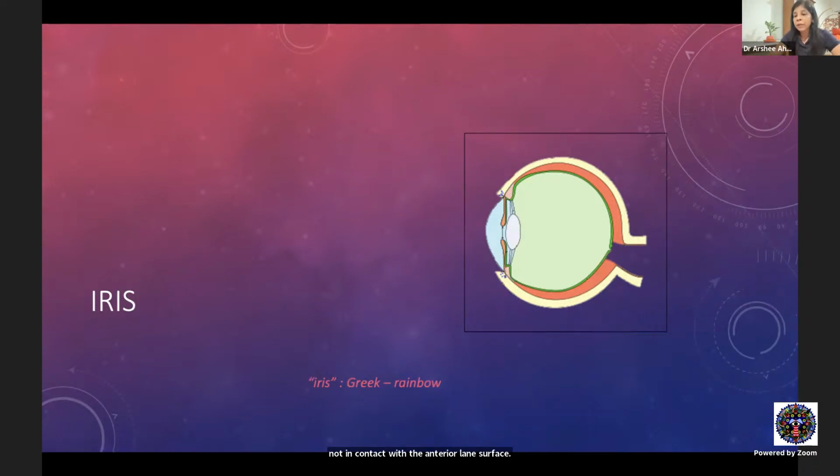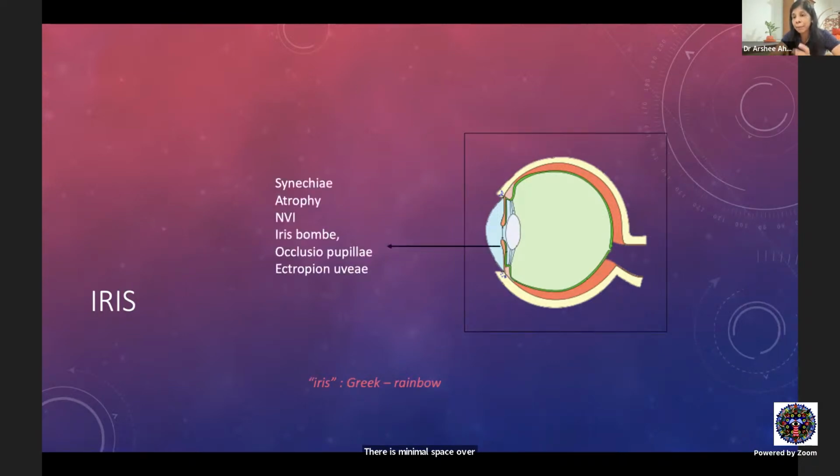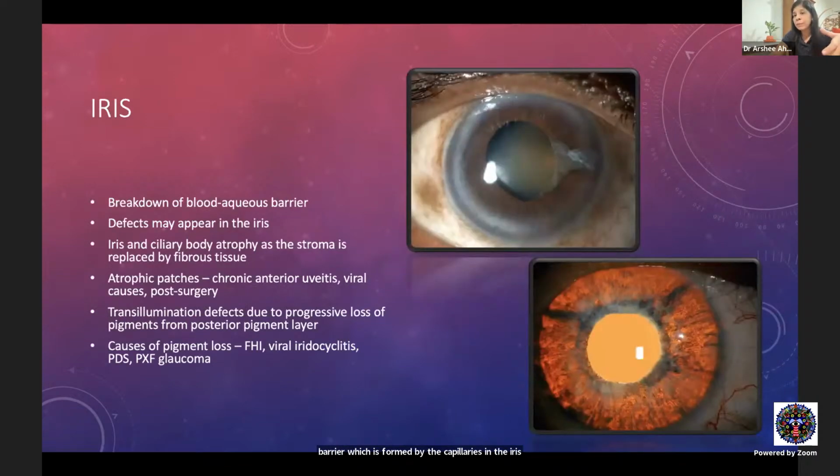Another important thing to bear in mind is the blood aqueous barrier, which is formed by the capillaries in the iris and in the ciliary body. When a breakdown of the blood aqueous barrier happens, complications start developing, for example defects or atrophy in the iris substance. Why does that happen? As inflammation progresses, the stroma starts getting replaced by fibrous tissue. So it will be visible to you as these atrophic defects.